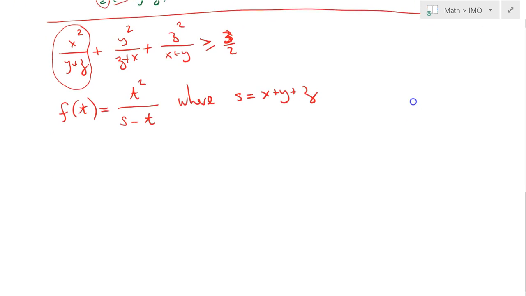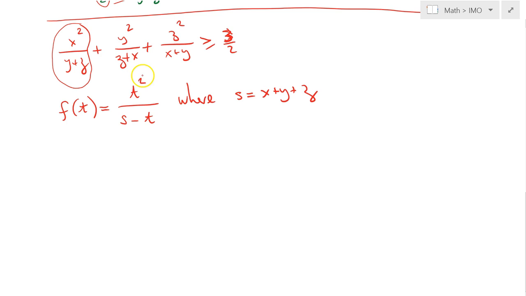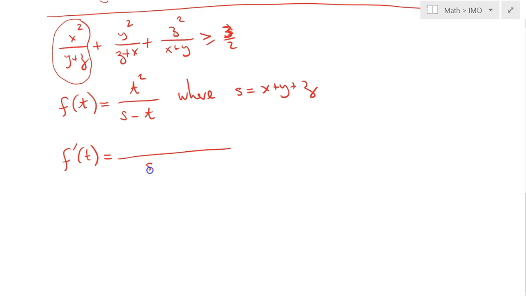Now consider this function. We need to first identify if it's convex or not, and so on. So we need to take basically the derivative. This is kind of like a calculus proof, I'm sorry for that. If you take the derivative of this function, it comes out as the derivative of a fraction, which is s minus t squared here, and then we'll take the derivative of the numerator, which is 2t times the denominator, minus the derivative of the denominator times the numerator. The derivative of the denominator is minus 1, minus 1 is a plus, times plus t squared.